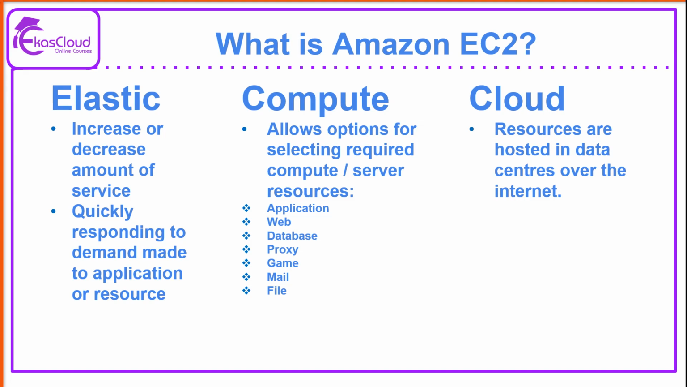It allows you the option to select the required compute or server resource that you need. So you might need resources or servers such as an application server, web server, database server, and the likes. And in Amazon, these are referred to as instances. So instead of saying a server, they are referred to as instances. And these resources are hosted in data centers over the internet.